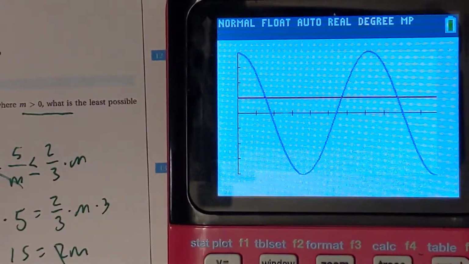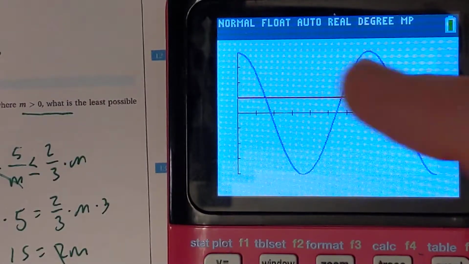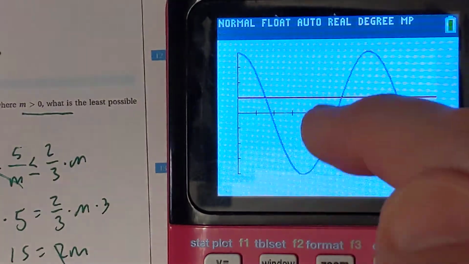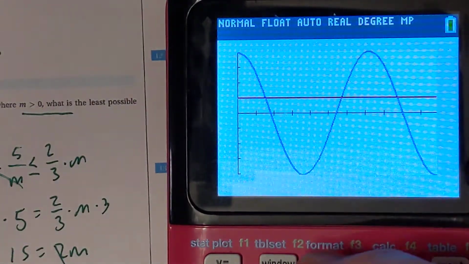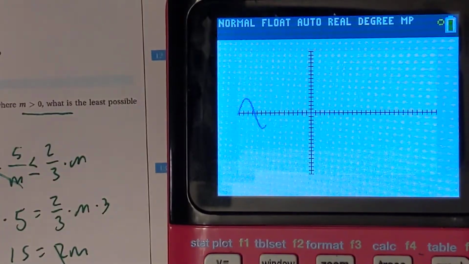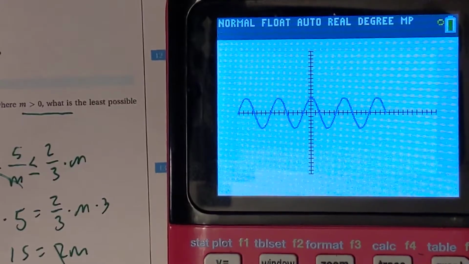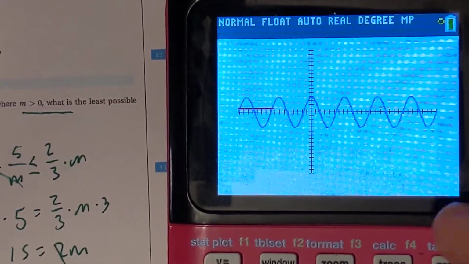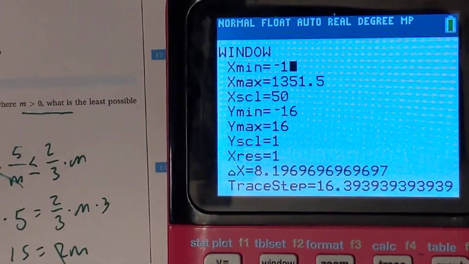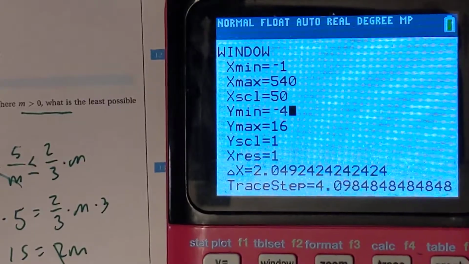So if you hit graph, this is what it's going to look like. The blue is the cosine wave. It's periodic. It repeats itself. That's 2 pi. It starts at 4, goes down to -4, back up to 4. It's going to repeat. If I zoom out, just so you have an idea, this is what a cosine wave looks like. The sine wave is inverted, but otherwise the same. Okay, so I'm going to go back to my window. I said -1 to 540, and I said -4 to 4.